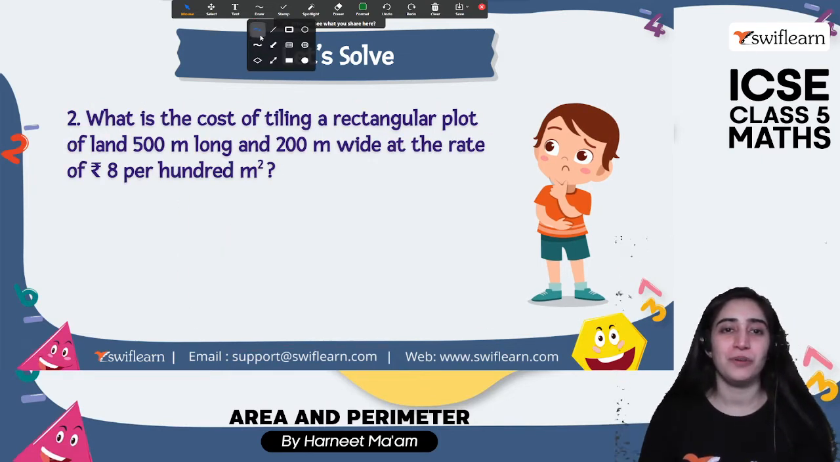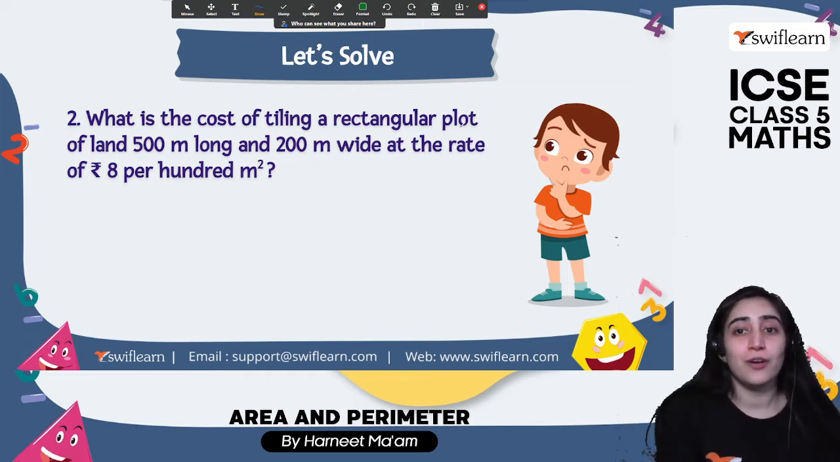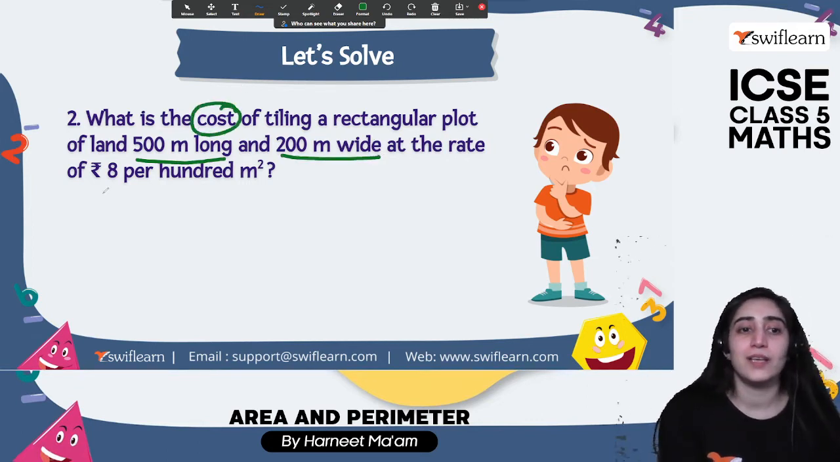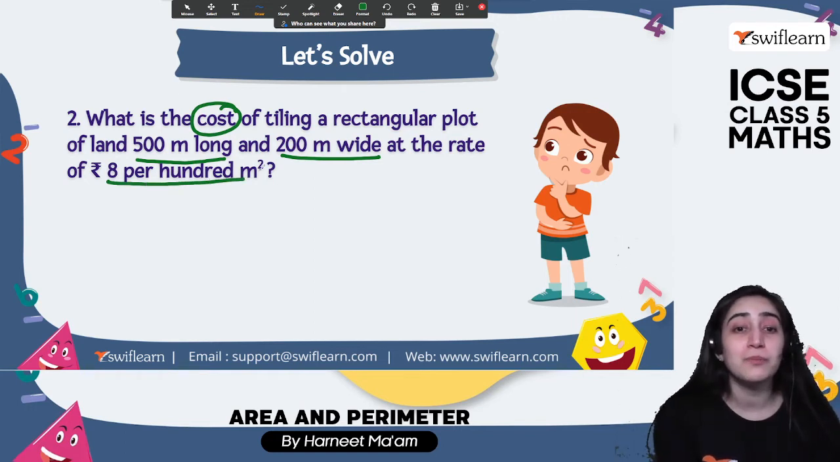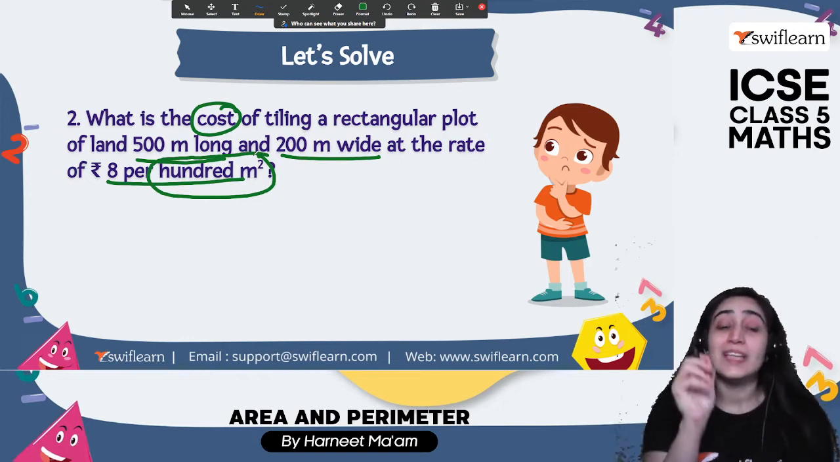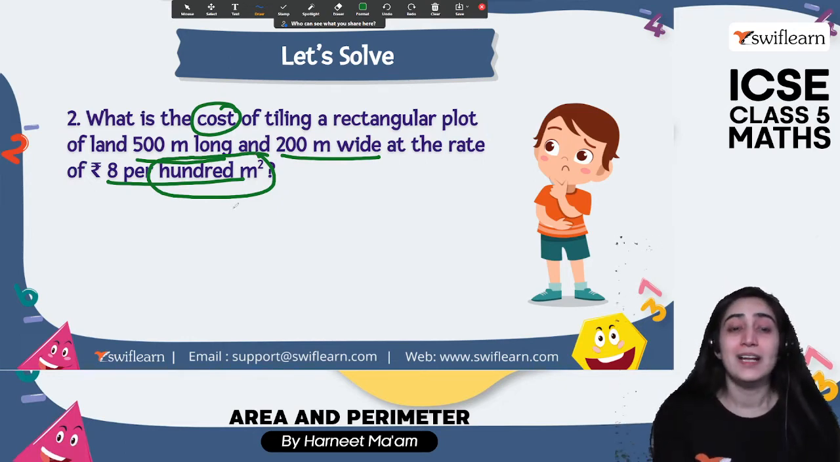Let's see how many of you can find the answer to this question. The total cost of the tiling of a rectangular plot is given to us. Length is given and the width is given, and we need to find out the cost, and it's given to me per 100 meters square. So just circle it. It's saying per 100 meters square. That means we need to divide by 100 to get the answer. All right, let's see how.